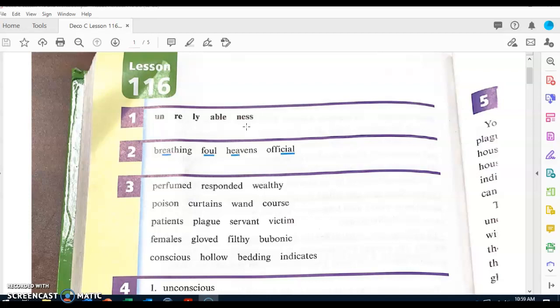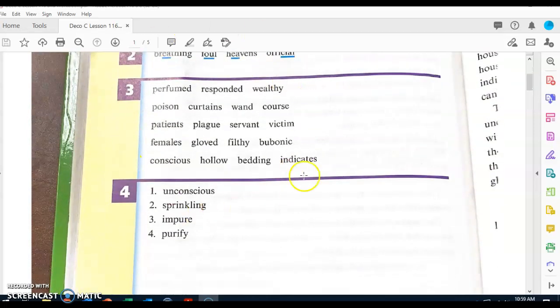Now let's go ahead and look at part 2. First word, what is the underlined part? E. What word? Breathing. Next word, what is the underlined part? Ow. What word? Foul. Next word, what is the underlined part? What word? Heavens. Next word, what is the underlined part? Show. What word? Official.